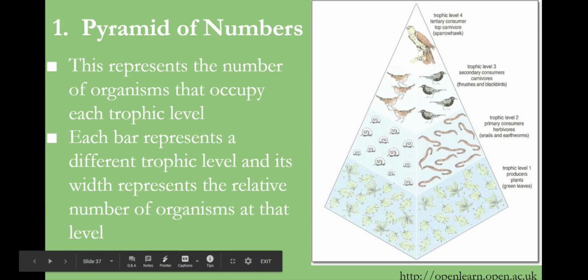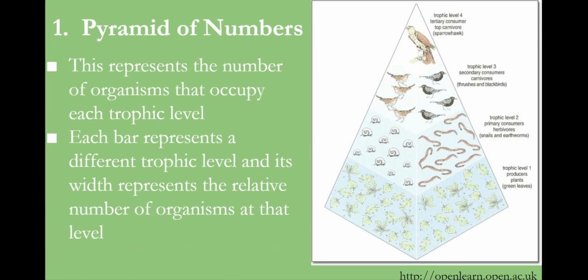So here's our pyramid of numbers first. This represents the number of organisms that are at each trophic level. So you could see that there might only be one at the top, one at the bottom, and multiple in the middle. Each bar represents a different trophic level, and the width represents relative number of organisms at that level. So how big the width of the pyramid at that level is tells us the relative number of organisms.